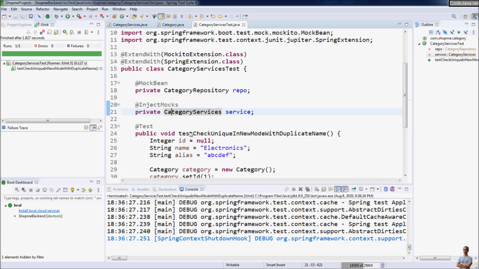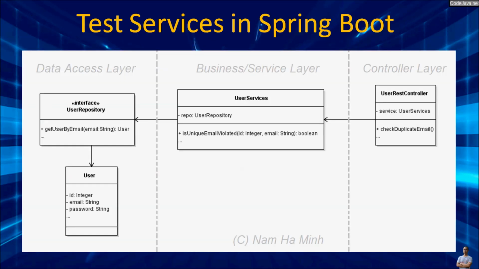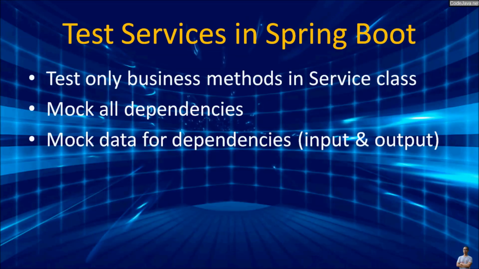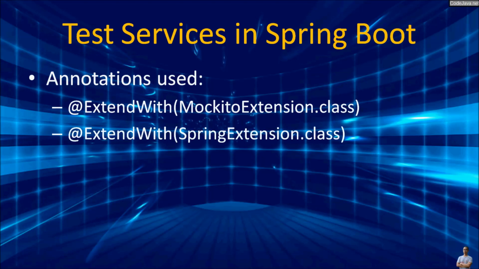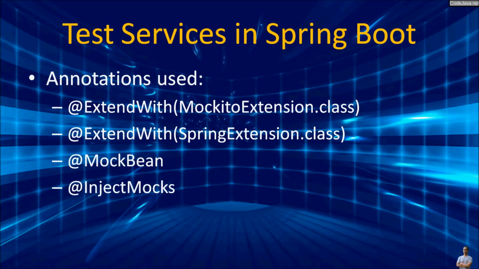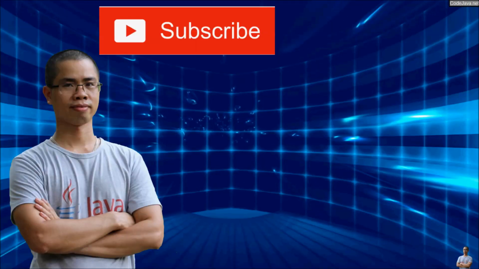You see. So far, you have learned how to write unit tests for the service layer in a Spring Boot project. And the key principles: we test only the business methods in service class, and mock all the dependencies and mock data for the dependencies. And the key annotations used are ExtendWith the MockitoExtension, SpringExtension, MockBean, and InjectMocks. And to learn more about Mockito, I recommend you to visit this URL, site.mockito.org.